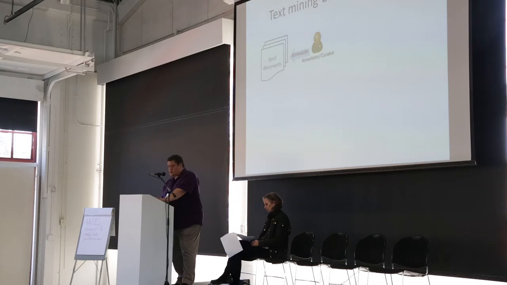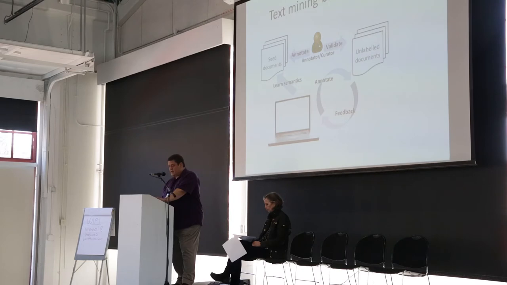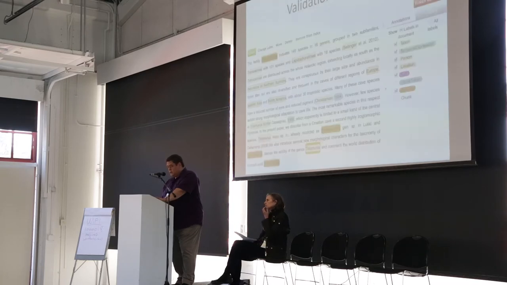The approach was that we would take seed documents, and an annotation creator would annotate them. We would learn the semantics automatically, try to annotate some unlabeled documents, get feedback, and store that in a database that would then allow us to label others. That was done with a tool that the National Center for Text Mining had, Argo, that allows us to define workflows. That's the interface that we had. We color-coded different types of entities.